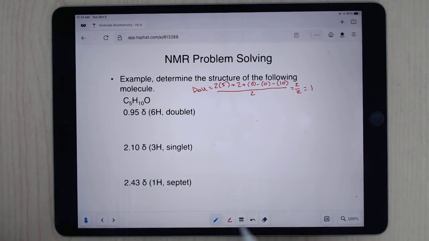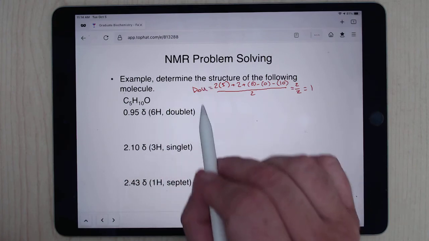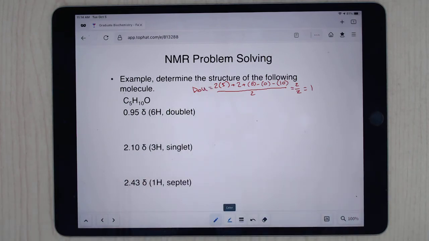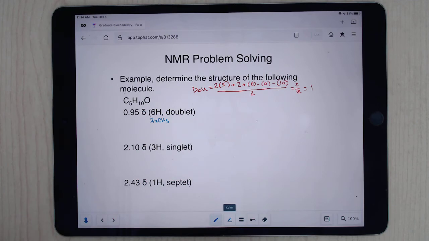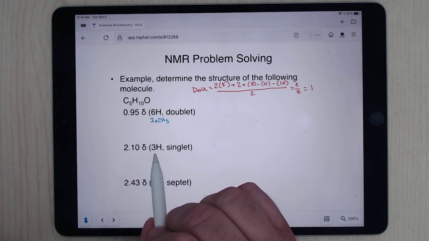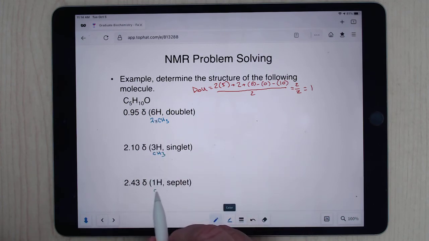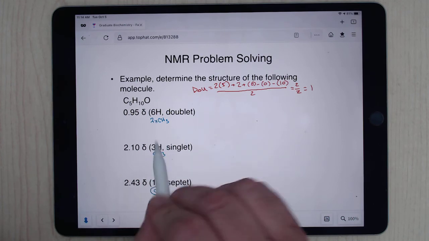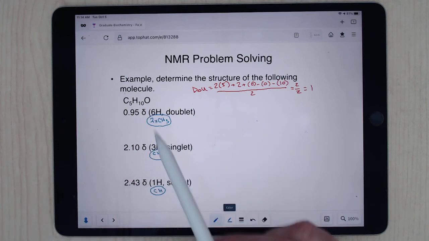Now we're going to look at the integration. So how do we get 6 equivalent hydrogens? We can't stick 6 hydrogens on a carbon. But what we can do instead is have this be 2 equivalent CH3s. Then this would be another CH3, distinct from these CH3s, and this one would be a CH. So that's what the integration is telling us.